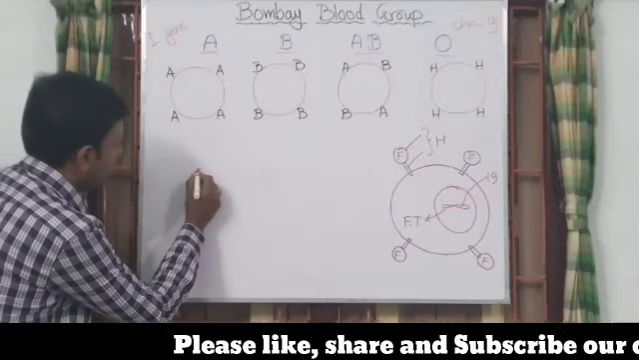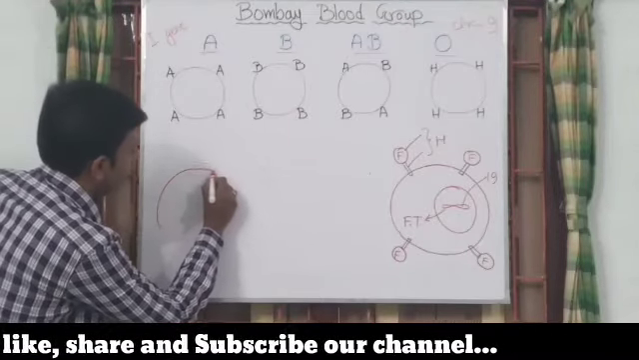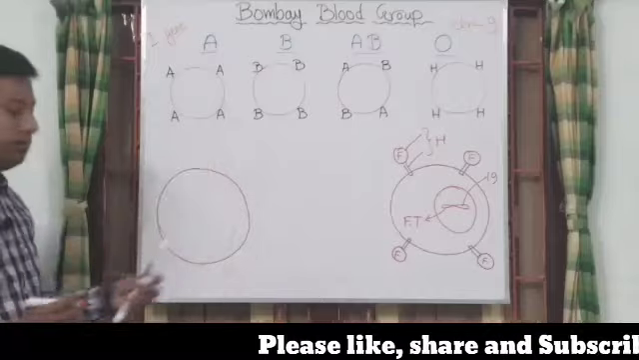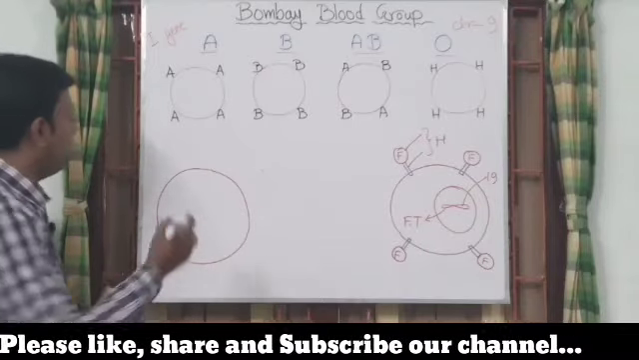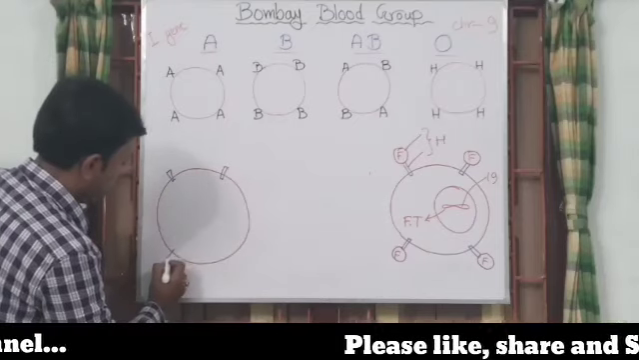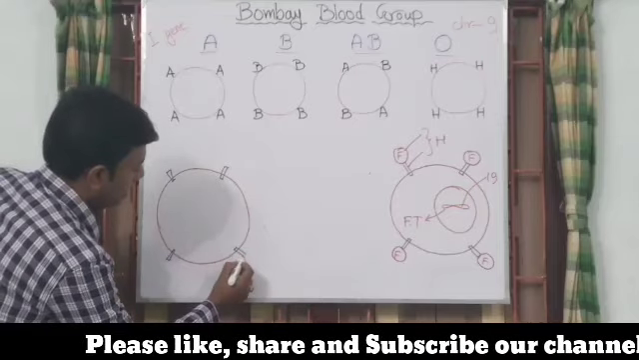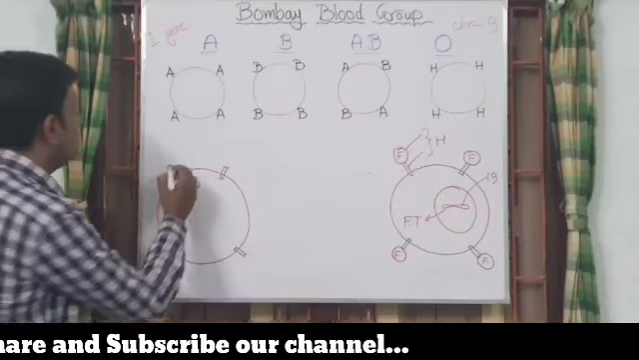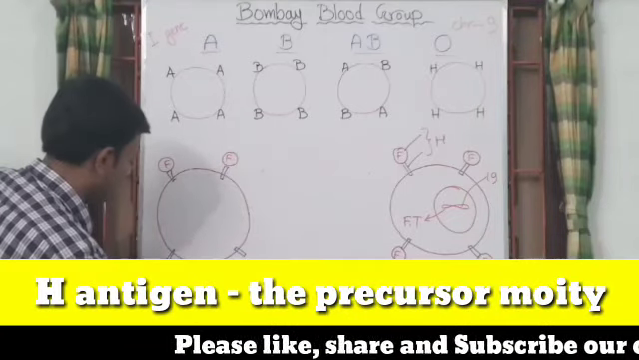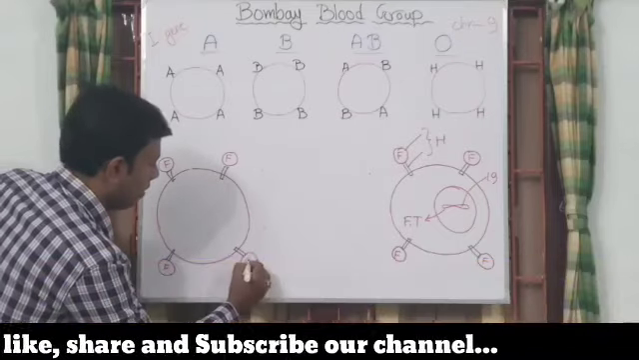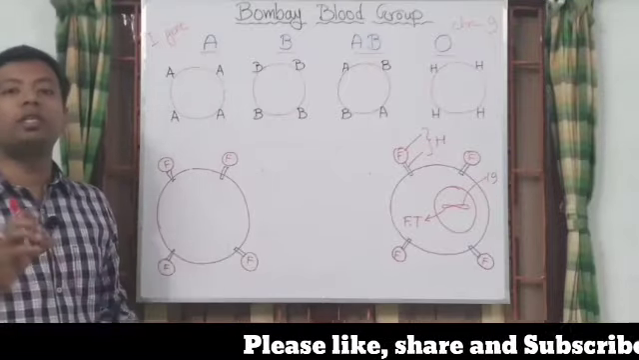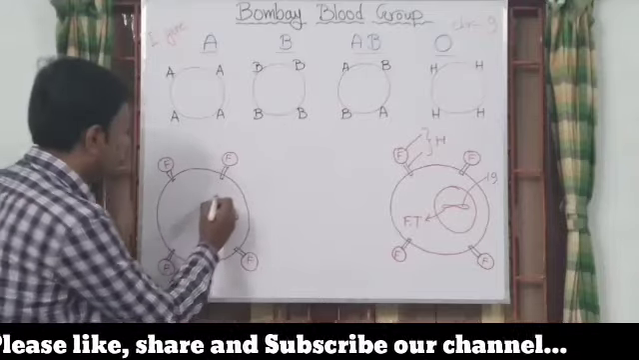Let's start the diagram with the help of a RBC. So this is the RBC of an A individual. This RBC also contains some pre-existing oligosaccharides, and on the top of this structure it contains the fucose. So these structures are known as H antigen. Now in case of A blood group, there are some additional structures found to be attached on the top of these pre-existing H antigen. Let's find what those structures are.